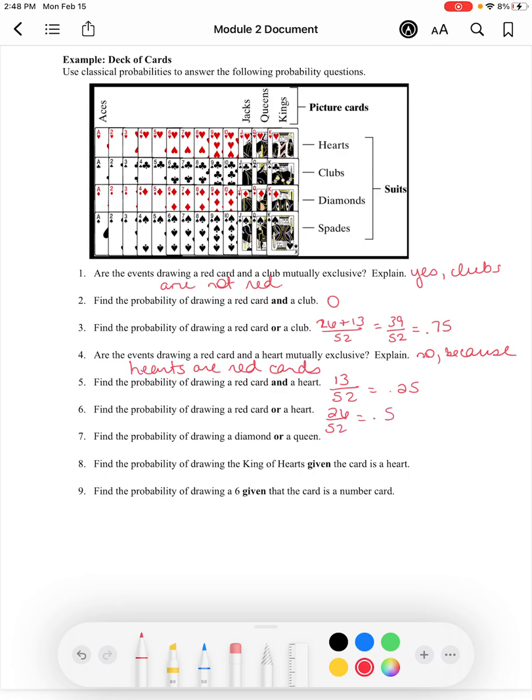Find the probability of drawing a diamond or a queen. So because this is or, and we're talking about one card, I have 13 diamonds, plus I have 4 queens, but I have one that is a queen of diamonds, so I have to subtract out the intersection. So that gives me 16 out of 52, or 0.3077.